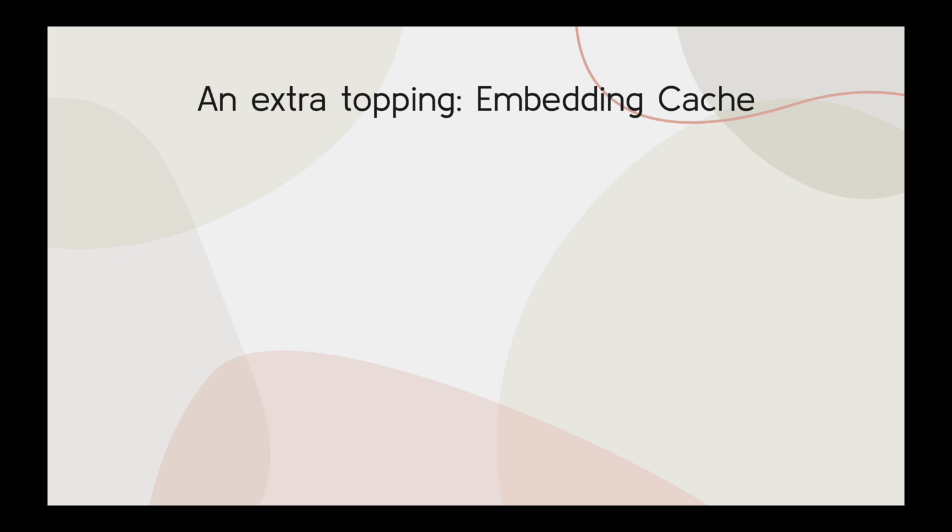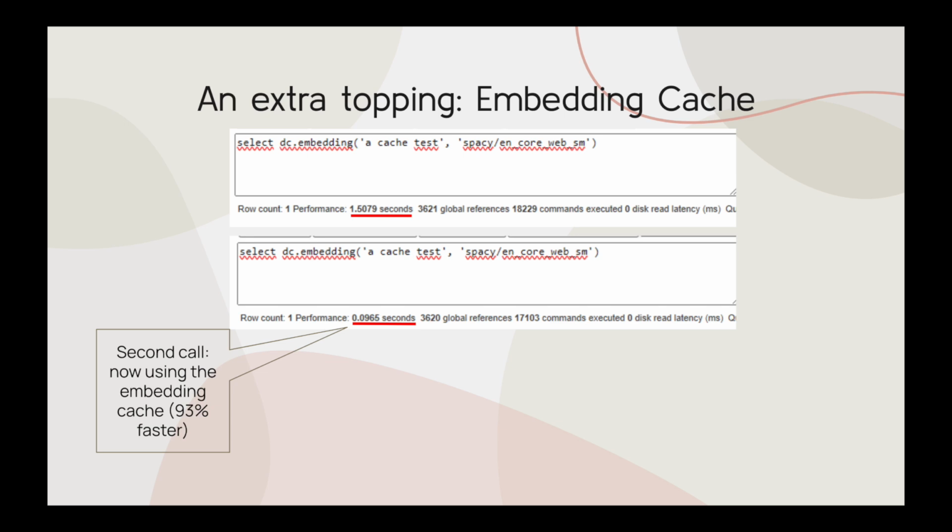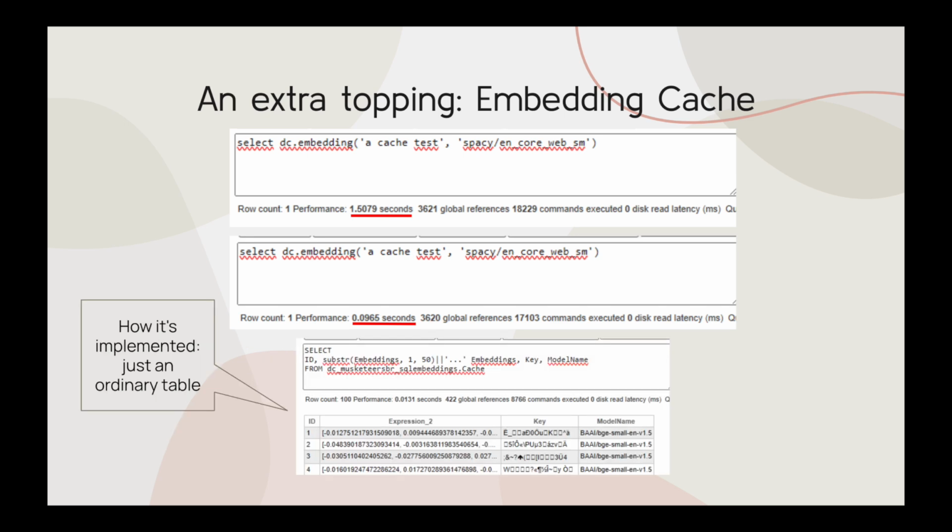We can take advantage of creating a function to centralize handling text embeddings. One of them is managing a cache for embeddings. Let's check it out in action. Here, we can see that the model took 1.5 seconds to return the embeddings for a string. Then, we re-executed the same query, but this time it took only 0.9 seconds thanks to the cache. The cache implementation is straightforward. It's just a table. You can use SQL to operate on it, such as cache invalidation.